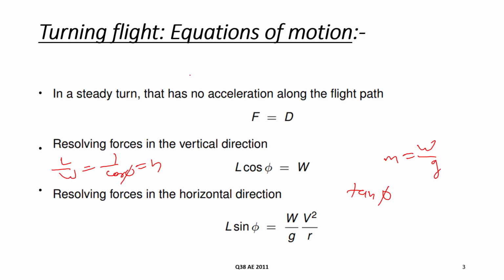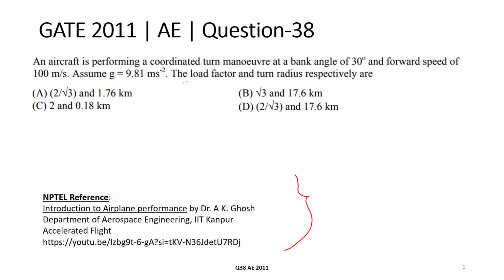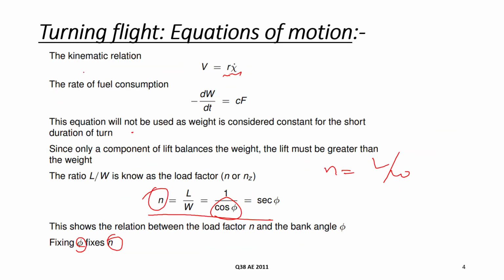So now we will solve the problem. In the problem, we have to find the load factor and turn radius, and we are given bank angle and velocity. Our bank angle is 30 degrees and velocity V equals 100 meter per second. We have to find the load factor n and turning radius r.